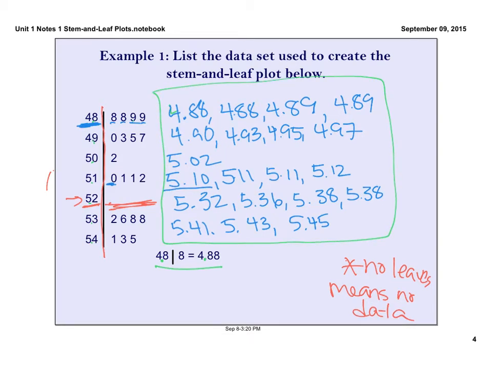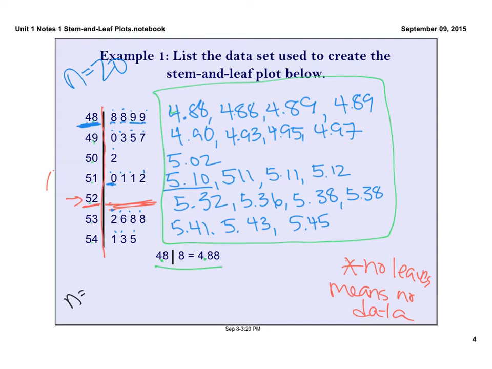One thing that's kind of nice and good to check is your N. So if I count the number of leaves, 1, 2, 3, 4, 5, 6, 7, 8, 9, 10, 11, 12, 13, 14, 15, 16, 17, 18, 19, 20, that's the number of data points in my set. And that's a note that you could make as well.